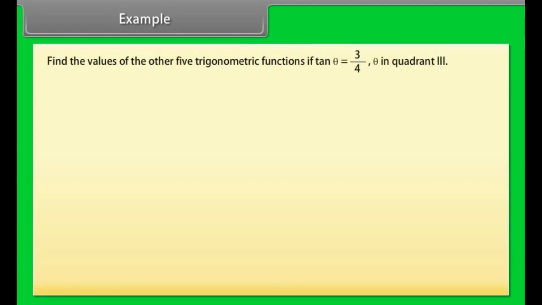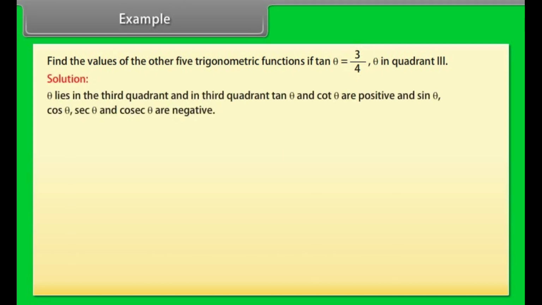Example. Find the values of the other 5 trigonometric functions if tan of theta is equal to 3 by 4, theta in quadrant 3. Solution. Theta lies in third quadrant, and in third quadrant, tan theta and cot theta are positive, and sin theta, cos theta, sec theta and cosec theta are negative. Tan of theta is equal to 3 by 4. This implies that cot of theta is equal to 1 by tan of theta is equal to 4 by 3.